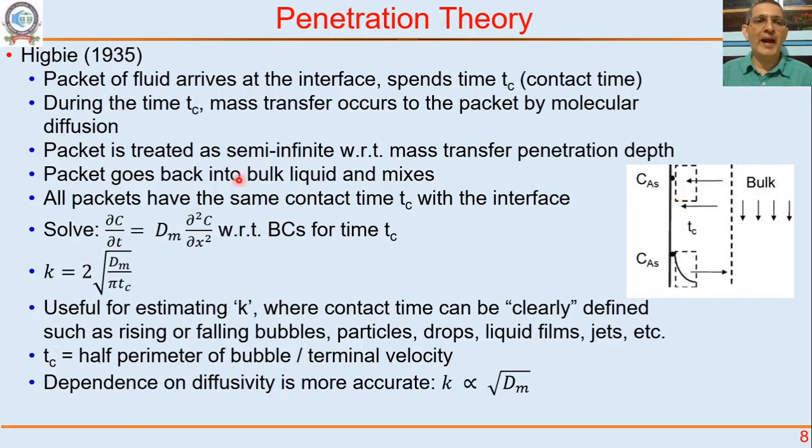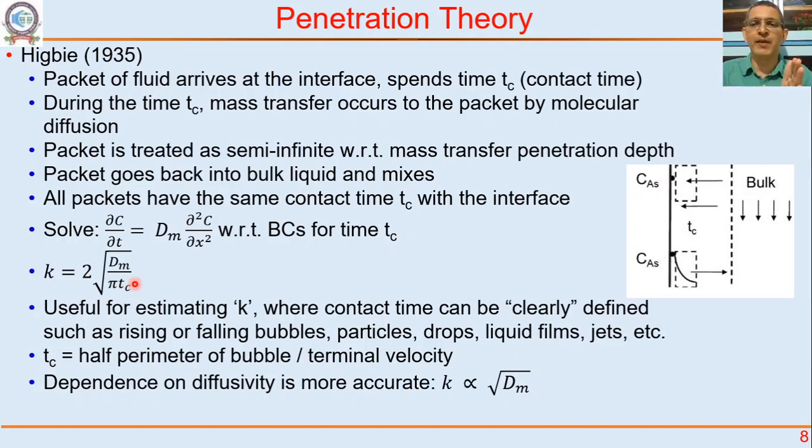Okay, so this packet or eddy is treated as semi-infinite with respect to mass transfer penetration depth. This packet goes back into the bulk liquid and mixes, and all packets have the same contact time Tc. So if you solve this equation with respect to boundary conditions for a time duration Tc, we are not going to do that, but you can derive that the mass transfer coefficient is 2 square root of diffusivity divided by pi times contact time. Okay, so it's useful when there is a clear cut definition of a contact time.